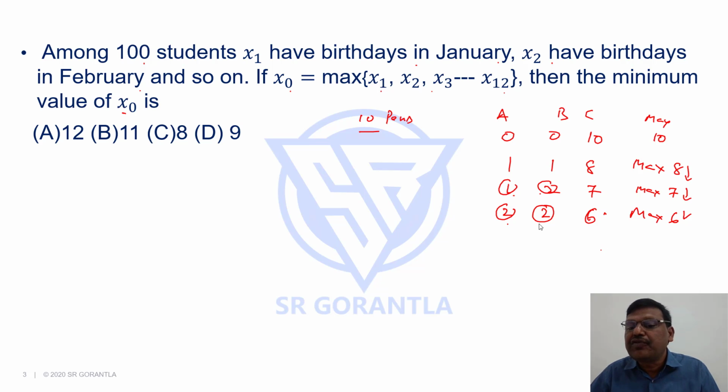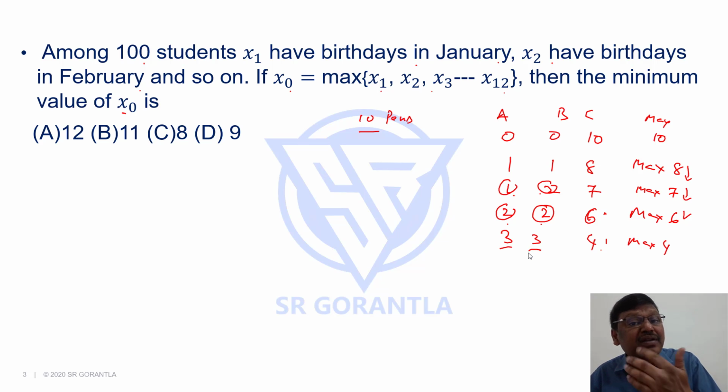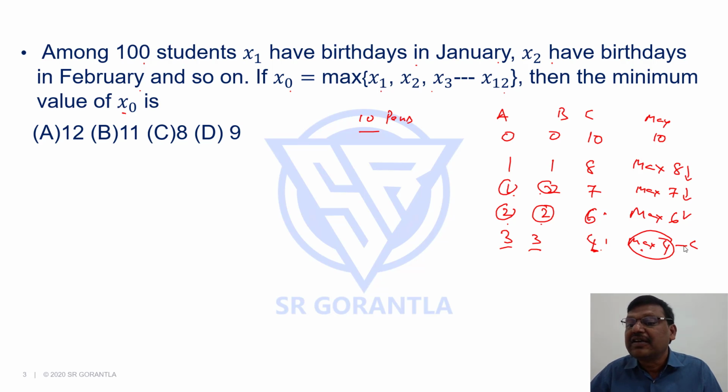Let us see, if instead of 2, 2, I give 3, 3, then I can give only 4. So the maximum is 4. Can you reduce further? No, because when two numbers are 3, 3, the number that is greater than that should be at least 4, right? So it can't be less than 4. So the maximum value is at its least.